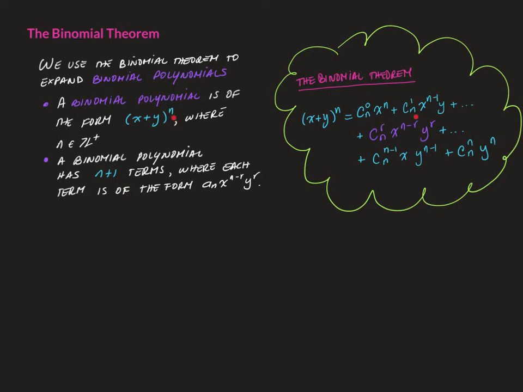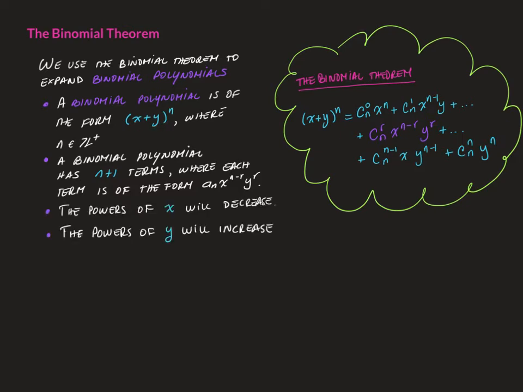one more than the degree of the polynomial, and each of the terms is going to have the form a_n x^(n-r) y^r, where a_n is going to be the binomial coefficient and n - r and r represent the powers of the two variables x and y.